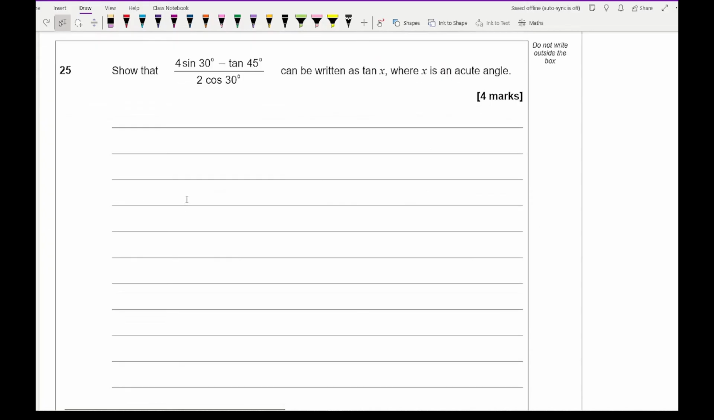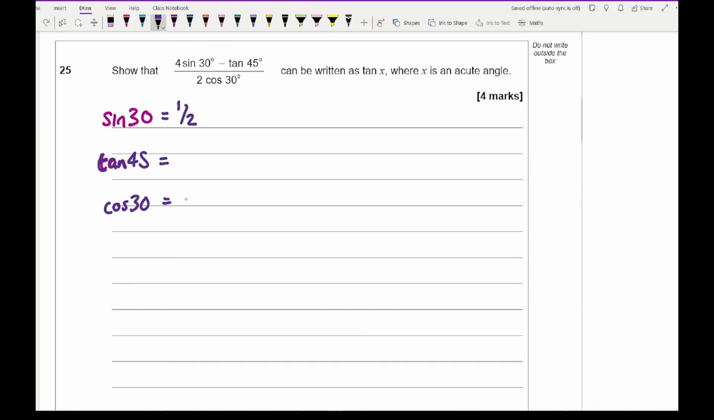Moving on to question 25, it says show that 4 sin 30 minus tan 45 over 2 cos 30 can be written as tan x, where x is an acute angle. Now for this is all about exact values of trig. So first things first, what you want to do is start by writing down the exact values of the trig functions that we have. So here we've got sin 30, tan 45 and cos 30. Now again, there's different variations you can use when you've rationalized the denominator or not, but I'm going to go for the more common ones.